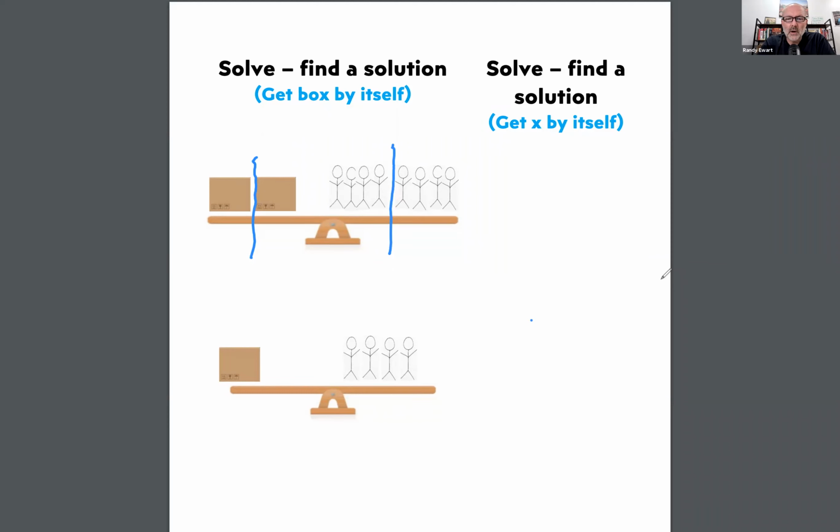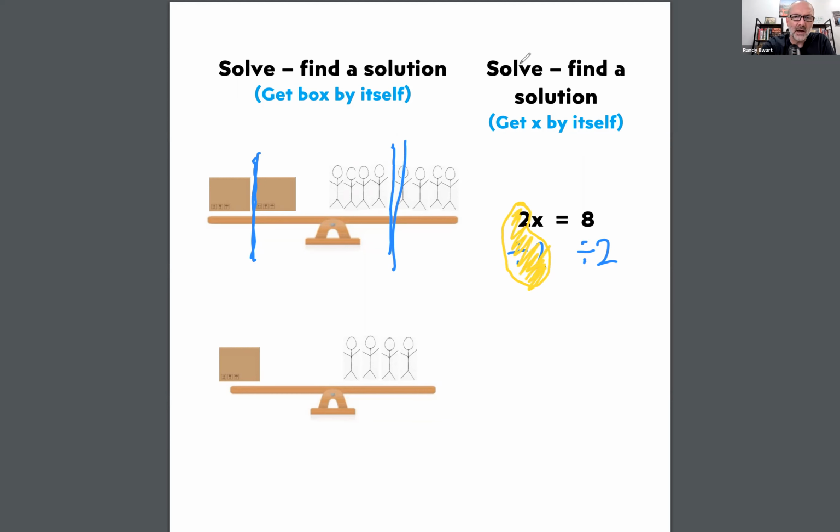So when we're dealing with equations, we want to get the x by itself. So here's our equation. Just like we did over here with the seesaw where we cut both sides in half, we are going to divide by 2 on both sides of the equation. That's the same as cutting it in half. Little reminder, we covered this in order of operations. 2 divided by 2 is 1, and 1 times x is x. So the numbers then disappear.